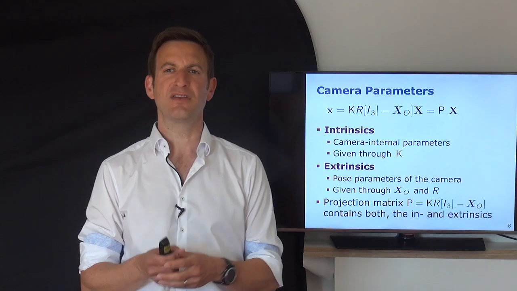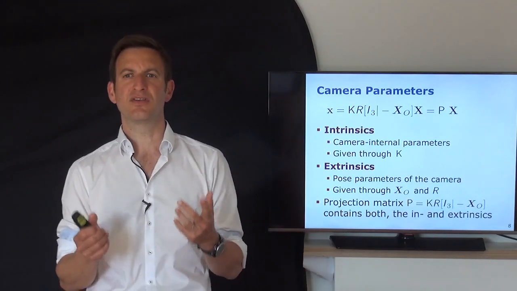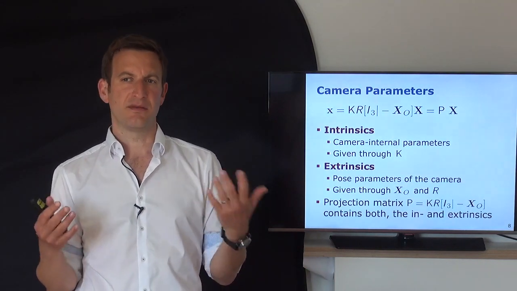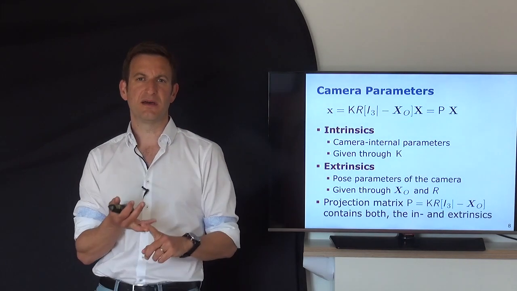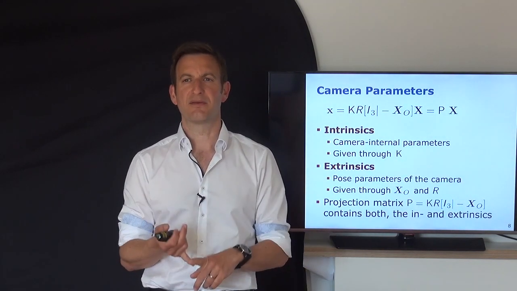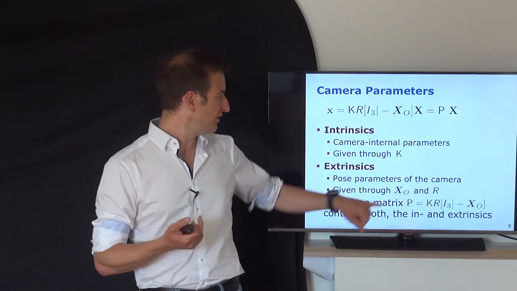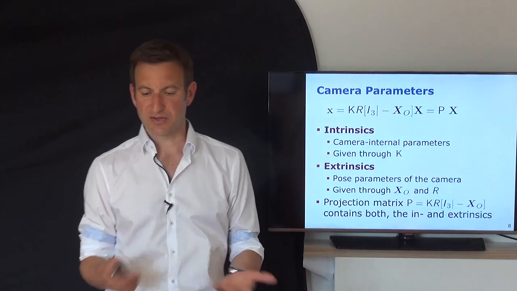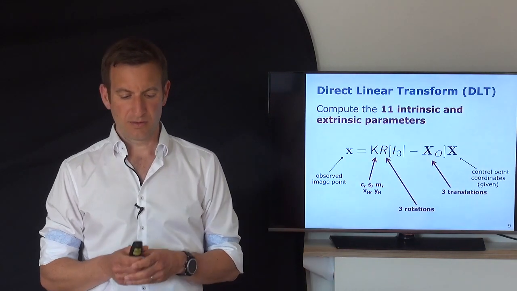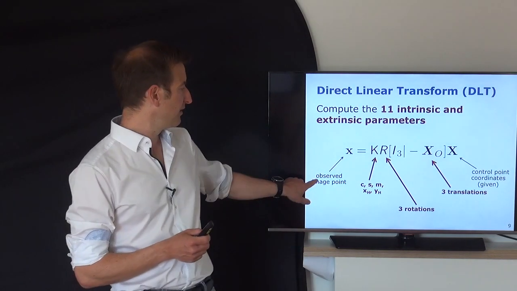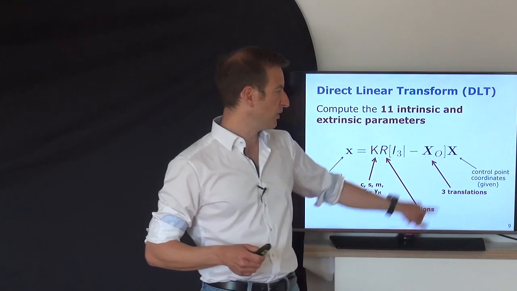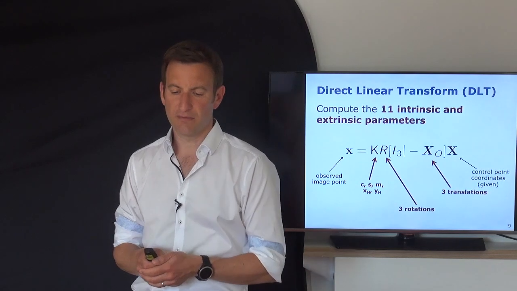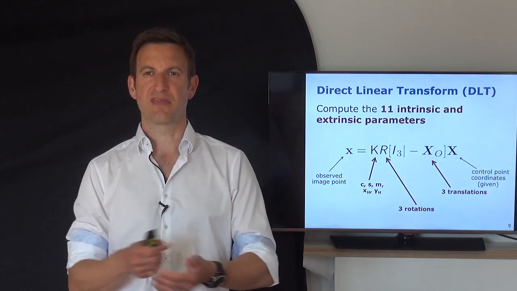So we have the 3x4 matrix. The camera internal parameters, the so-called intrinsics, are stored inside K, and the extrinsics are the pose parameters of the camera. That means the translation, three dimensions, and the rotation, three dimensions, given through this X0 and the rotation matrix. Together, this is the DLT transformation we have been talking about. So given this, we want to estimate three translation parameters, three rotation parameters, and the five parameters of my calibration matrix. That's the task of today.